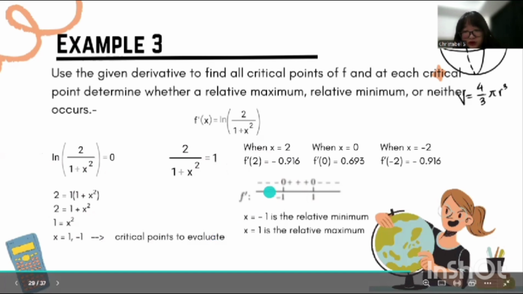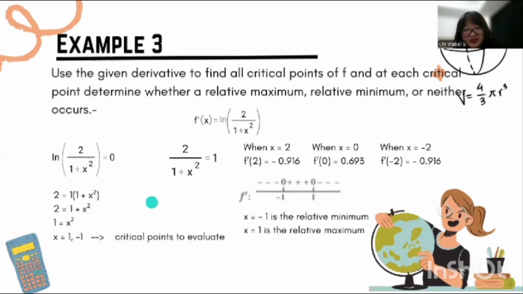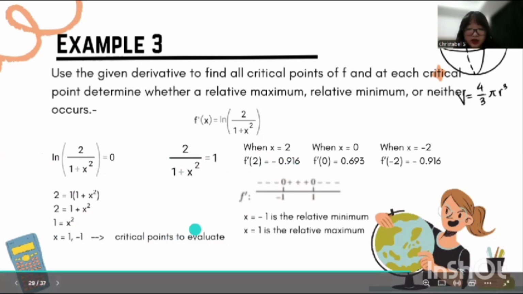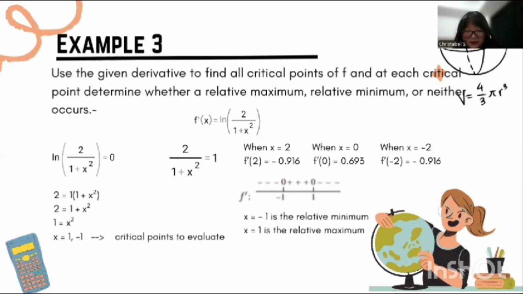Now, to evaluate the nature of each point, we need to pick a value which is higher and lower than the point that we would like to evaluate. So, for example, if we would like to evaluate the point when x equals 1, we substitute x equals 2 and x equals 0 into this function, and we will get a negative and a positive result. For these values, we can choose any values, but it's better if they are near the value that we would like to evaluate.